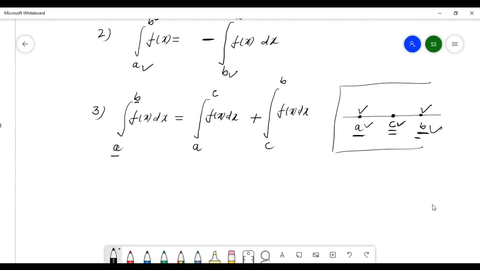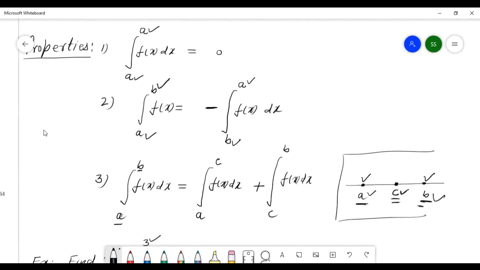Now see this example. Find this integral from 3 to 3 of x squared dx. It is equal to 0, because here the 3 limit and here the 3 are the same. Here is the property: if the upper and lower limits are the same, then this will be 0. Right?